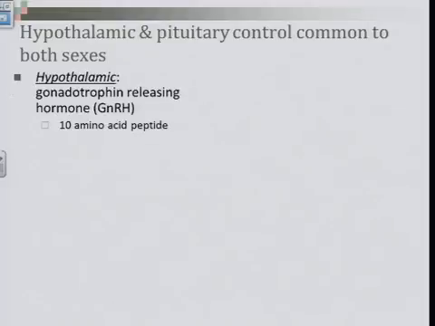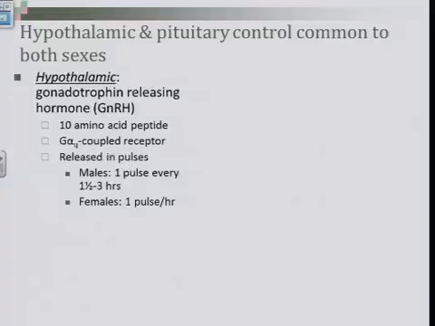It's a 10 amino acid peptide. It has a G-alpha Q coupled receptor. It's released in pulses. In men, these pulses come once every 1.5 to 3 hours, and that timing can be irregular. In adult women, those pulses come once an hour on average. It can be as short as a half hour or as long as about 1.5 hours, but once that timing is established, it'll be very regular throughout her lifetime.